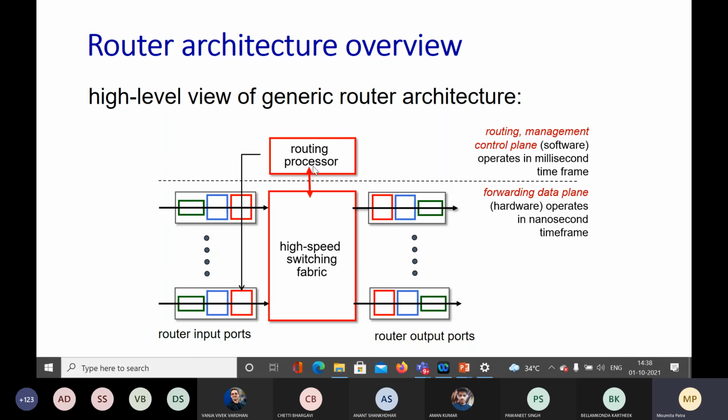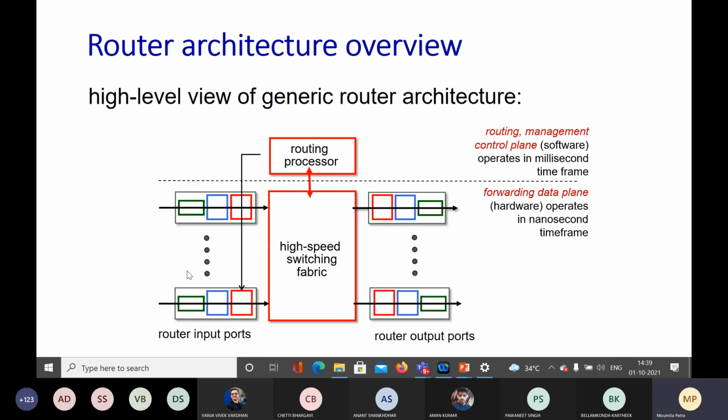Now the data plane part, where the forwarding of the data actually happens. So it is related to the hardware. We already know that we have these input ports and the high speed switch fabric, which is responsible for forwarding the data from the input port to the output port, and with a minimum amount of time, that is, the time frame is of nanoseconds. All right, so this is our router architecture.